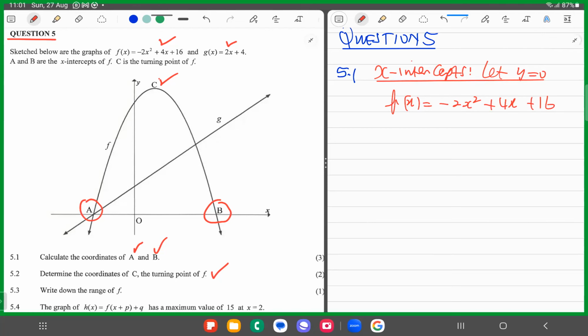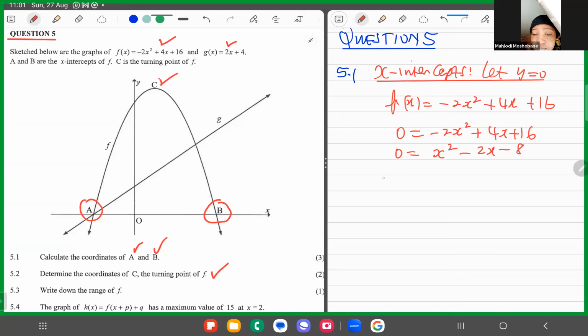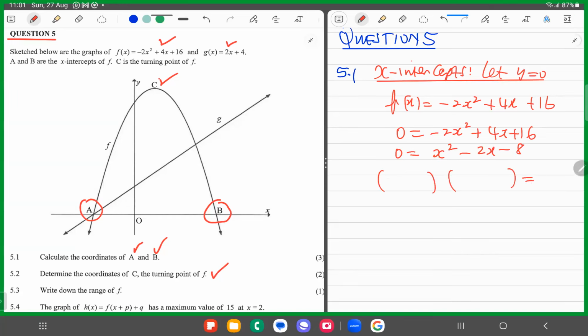Right, so which means when y is 0, we have 0 is minus 2x squared plus 4x plus 16. You divide it through by negative 2, which means x squared minus 2x minus 8. Dividing through by the negative 2 there. Okay, so what is all this? So then you group like this.